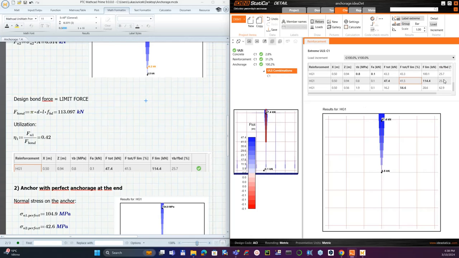Of course, we are also touching the ratio between the bond stress and the design bond stress, which is visible here, and is 25.7 percent at this point.